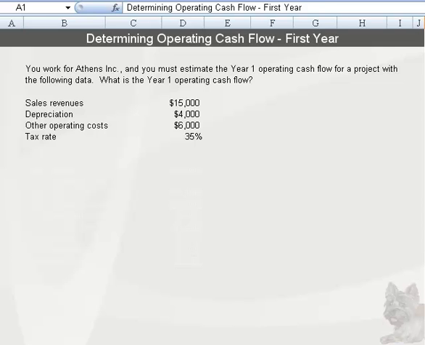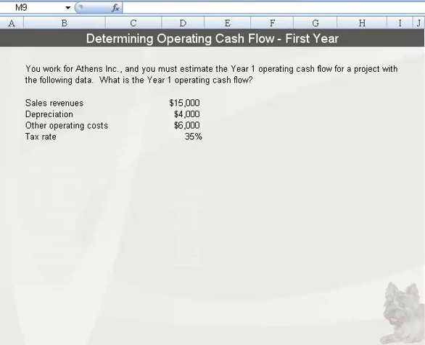Let's take a look at this problem where we're asked to determine the operating cash flow in the first year. You work for Athens Inc. and you must estimate the year 1 operating cash flow for a project with the following data. And the question is, what's the year 1 operating cash flow? Okay, so we can see on the screen that sales revenue is $15,000, depreciation is $4,000, other operating cost is $6,000, and the tax rate is 35%.